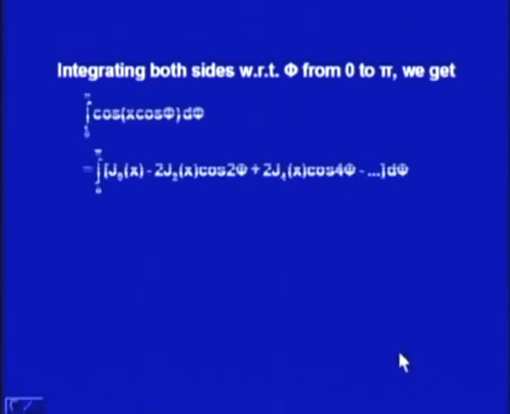And when we integrate this equation with respect to phi from 0 to pi, what we get is integral 0 to pi cos(x cos phi) d phi is equal to integral 0 to pi of J naught x minus 2 J 2 x cos 2 phi plus 2 J 4 x cos 4 phi and so on, d phi.